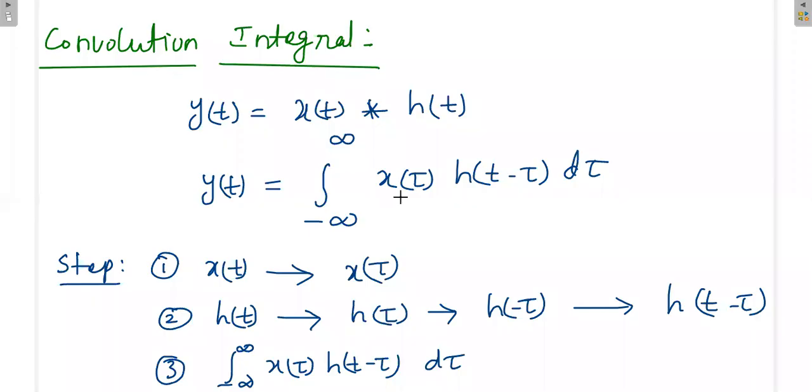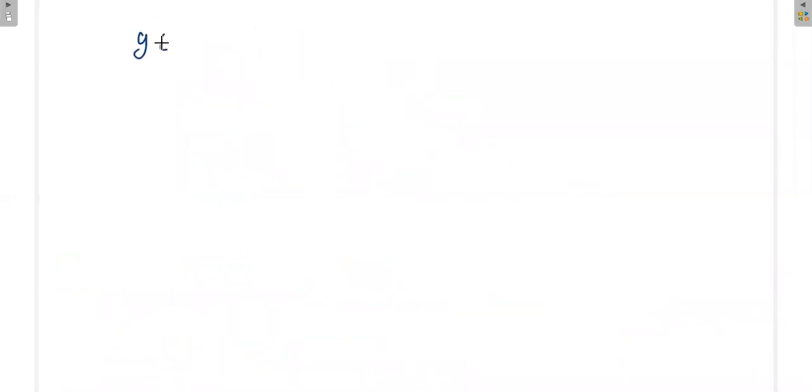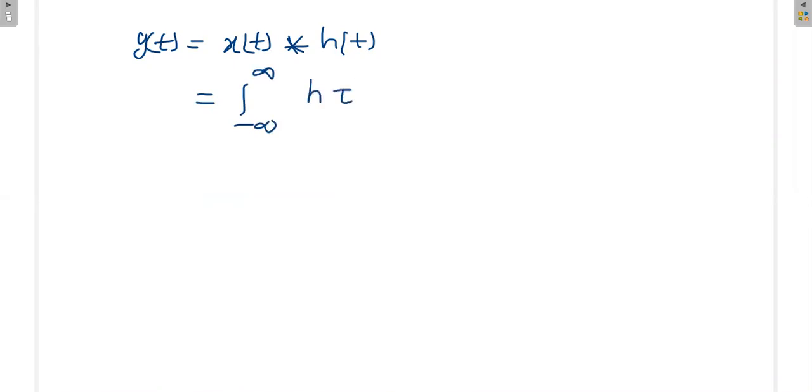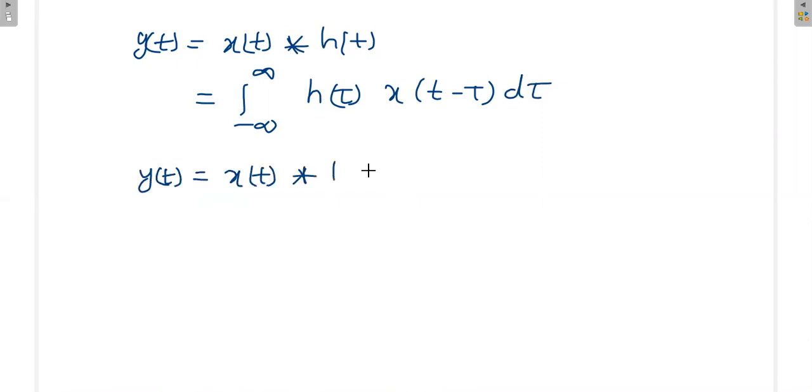And the same convolution operation we can also write in a different manner. That is, y of t is equal to x of t convolved with h of t, which is the integral from minus infinity to plus infinity of h of tau x of t minus tau d tau. In both cases, we'll get the same answer because the convolution operation is commutative. That is, x of t convolved with h of t is the same as h of t convolved with x of t.